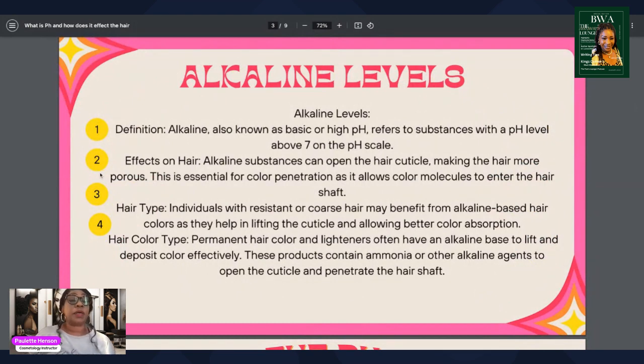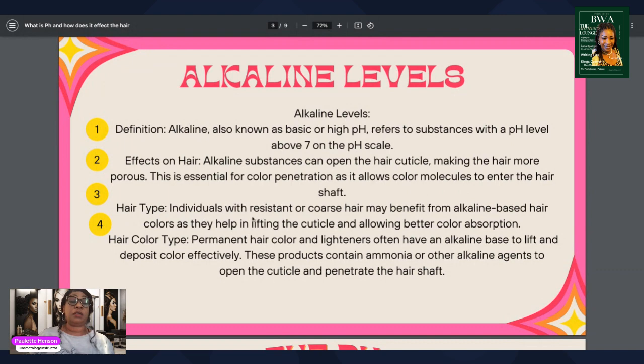Alkaline levels. First, alkaline levels definition. Alkaline, also known as basic or high pH, refers to substances with a pH level above 7 on the pH scale. The effects on hair: alkaline substances can open the hair cuticle, making the hair more porous. This is essential for color penetration as it allows color molecules to enter the hair shaft.